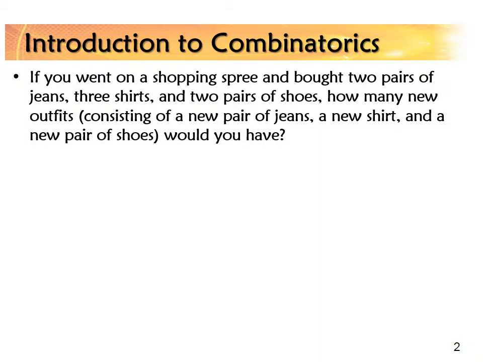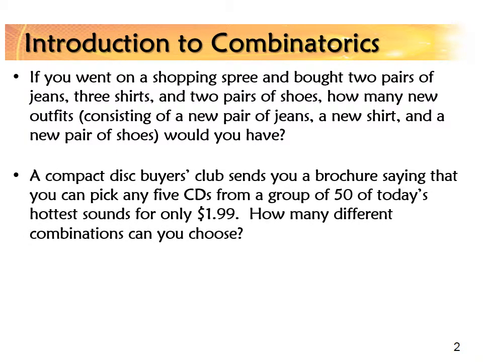Let's ask this question. Say you were on a shopping spree and bought 2 pairs of jeans, 3 shirts, and 2 pairs of shoes. How many new outfits, consisting of one of each of those, would you have? I don't think you'll want to wear both pairs of jeans at the same time. Or, they used to have these a lot. Compact Disc Buyers Club, before the advent of iTunes, sends you a brochure saying that you can pick any 5 CDs from a group of 50 of today's hottest sounds for only $1.99. How many different combinations of those can you choose?